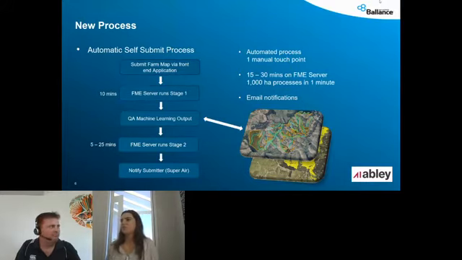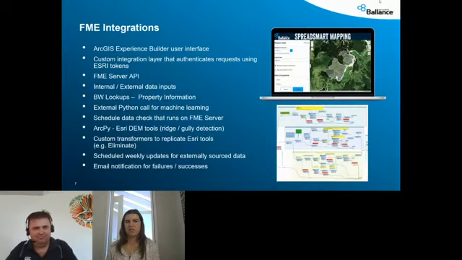Moving on to looking at our FME integrations in this project, we've got a bit of a list to go through. So starting out, we have an ArcGIS Experience Builder user interface, which is our mapping application as pictured on the slide. And this uses a custom integration layer that authenticates requests via Esri tokens. This is where we capture the user data that we put against each job. The application connects to FME via the FME server API.